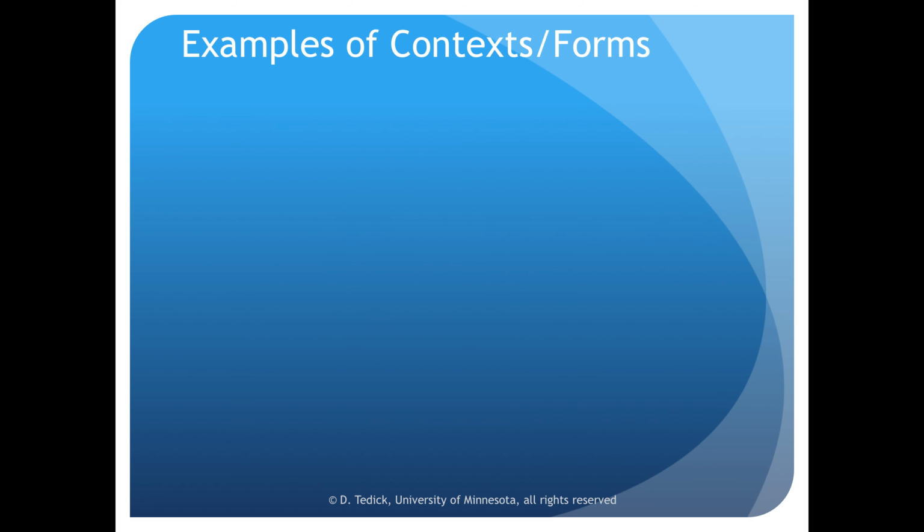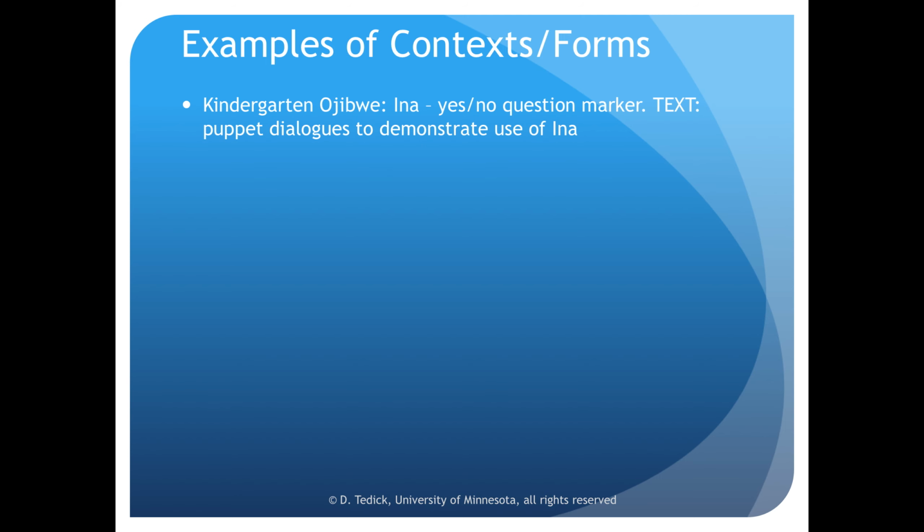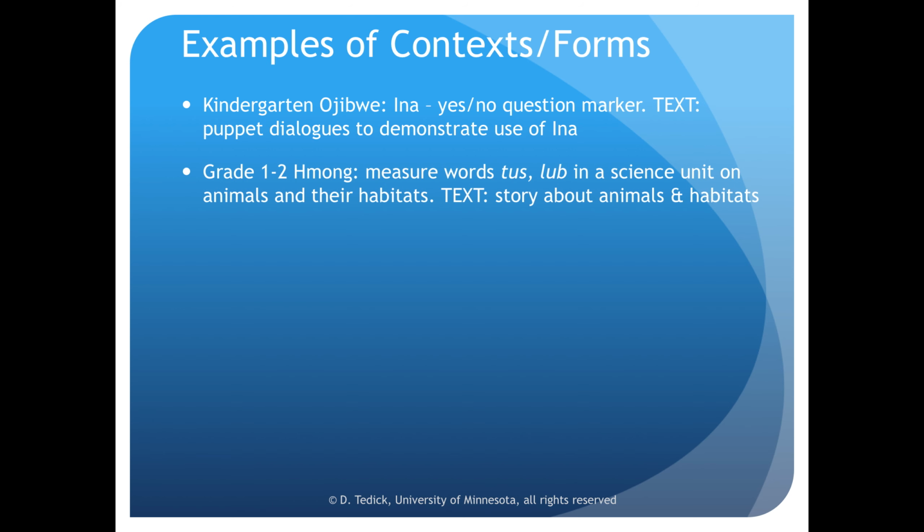Okay, so let me give you some examples of contexts and forms that have been developed. For kindergarten Ojibwe, there is a question marker for yes/no questions called Ina. And the text that was used were puppet dialogues that the teacher and a classroom assistant were doing to demonstrate use of Ina. Grade 1 and 2 for Hmong, measure words that were used in a science unit on animals and their habitats. And the teacher actually created a text, a story about animals and their habitats to make sure that she was using those measure words in a much more frequent way.